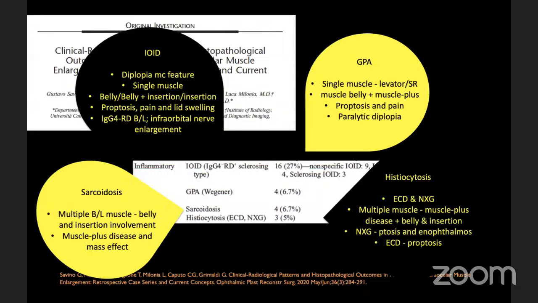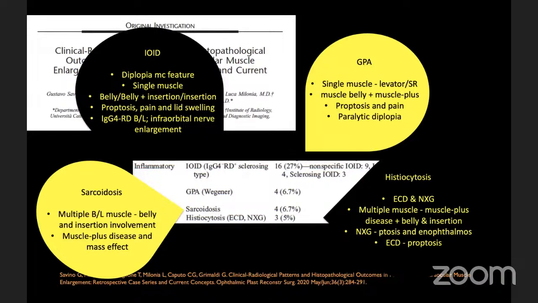Now, coming to Wegener's granulomatosis, we just discussed that there can be single muscle involvement, usually the levator, the muscle belly, and as well as the muscle at the point of insertion can be involved. And there is invariably paralytic diplopia. Sarcoidosis, which is the third most common type, here there's multiple bilateral muscle involvement. The belly as well as the point of insertion is involved. So here the symptoms are basically because of the muscle disease per se, and also because of the enlarged muscles which cause a mass effect.